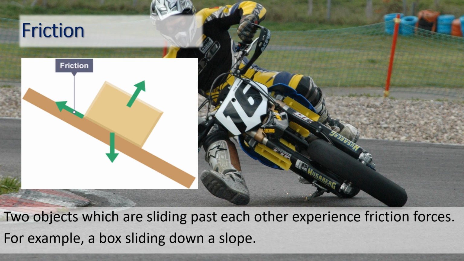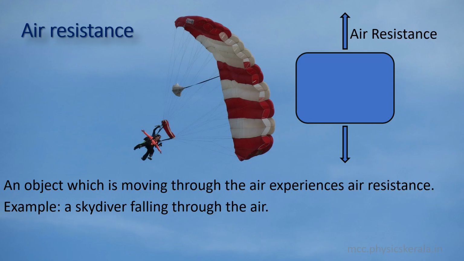Two objects which are sliding past each other experience friction forces. For example, a box sliding down a slope. Next, air resistance. An object which is moving through the air experiences air resistance. For example, a skydiver falling through the air.